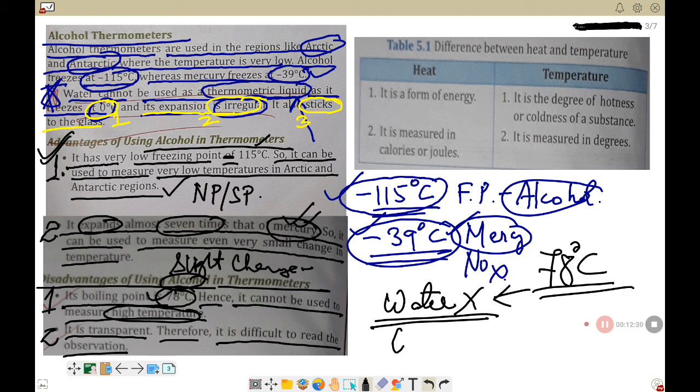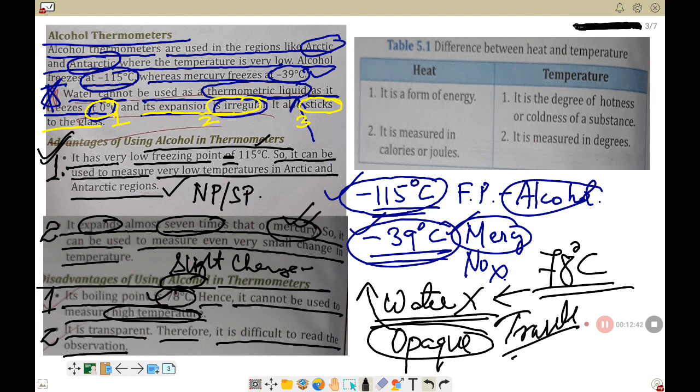So see, mercury was opaque, isn't it? Mercury was opaque, that's why it was very easy for us to take the reading from the glass tube, whereas alcohol is transparent, means it allows light to pass through it. So because it is transparent, it feels shiny and you cannot record the temperature properly with the help of alcohol thermometer. Understand?